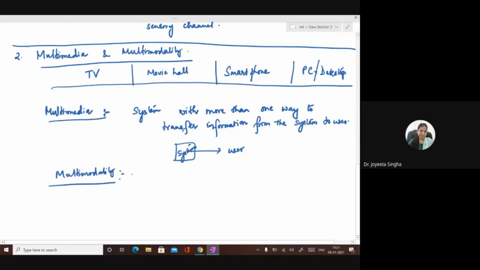Multimodality: a system that can stimulate more than one human sensory channel.